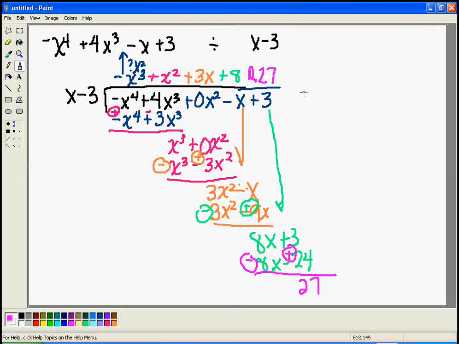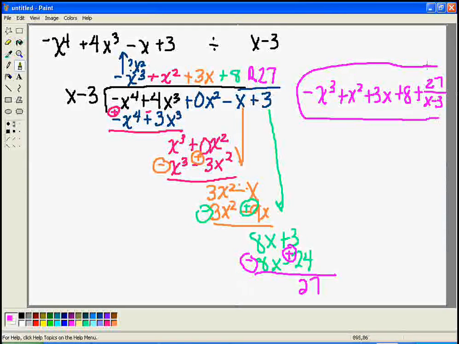So my final answer would be minus x cubed plus x squared plus 3x plus 8 plus 27 over x minus 3. The next video will demonstrate how to do this using synthetic division.